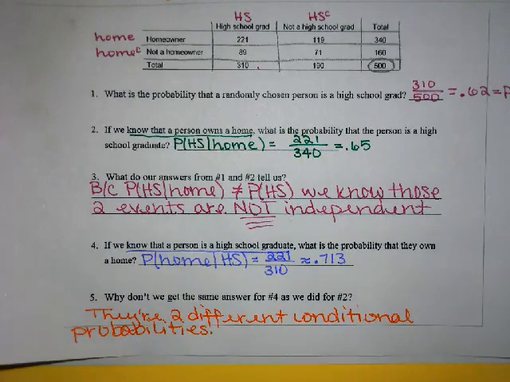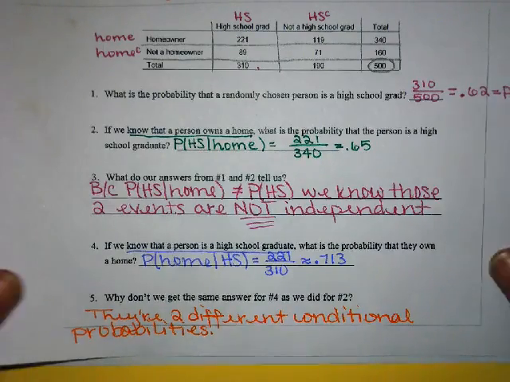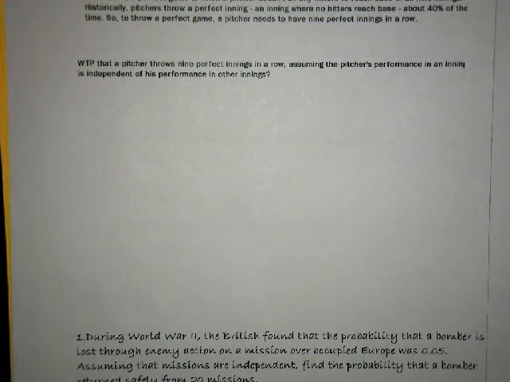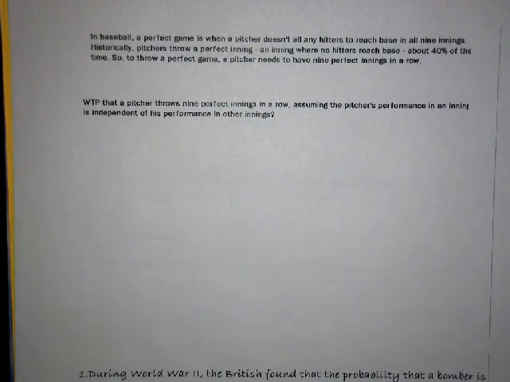Alright. I'm not really gonna make fun of baseball, but I am. And I have a typo. It's not a bad one, but it's one. So in baseball, a perfect game is when a pitcher doesn't allow, I don't know why I put all. Actually, I do. I was tired when I typed this. I should say allow.